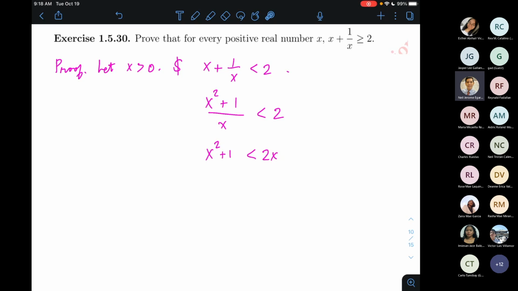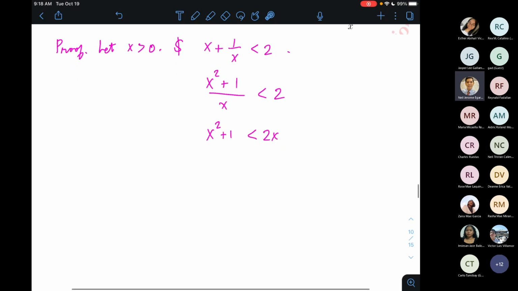And then let's see. Okay, I can subtract 2x from both sides just to make it much simpler. I'll get this less than 0, right? And that's valid again because I just subtracted 2x from both sides. And then, Gad, what do you think should I do next?